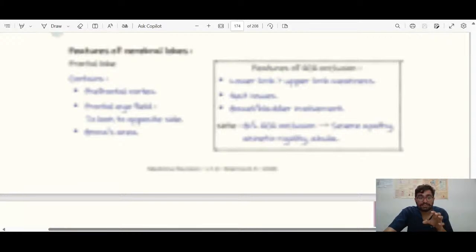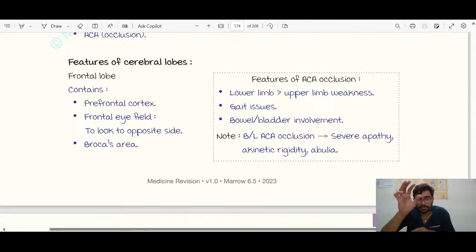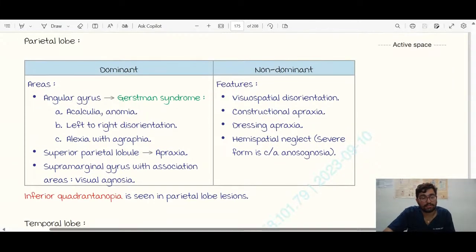First, the frontal lobe: the features of the cerebral lobes include the prefrontal cortex, frontal eye field, and Broca's area. Features of anterior cerebral artery occlusion: weakness starts from the lower limb, then the upper limb. Then gait issues and bowel and bladder involvement will be there. Note that in bilateral ACA occlusion, severe apathy, akinetic rigidity, or abulia occur. I repeat, severe apathy, akinetic rigidity, abulia occur in anterior cerebral artery occlusion.